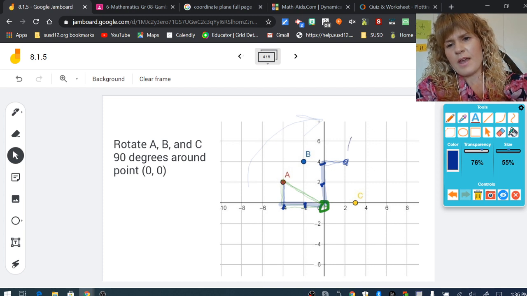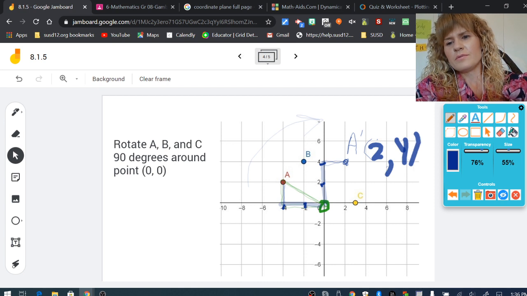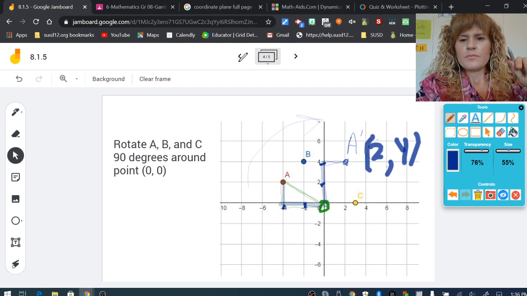So that is my A prime. And its coordinates are x equals 2, y equals 4. So x, comma, oh, I'm sorry, I mean 2, comma, 4. There we go. Let's try that again with point B.